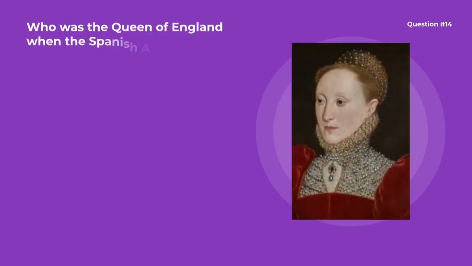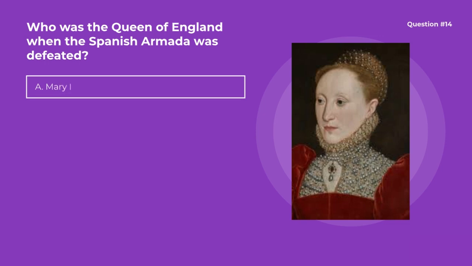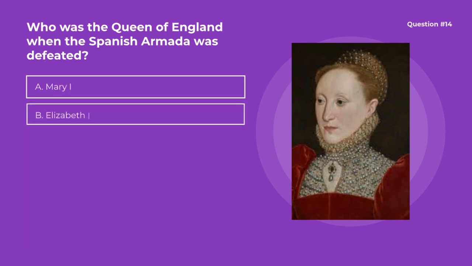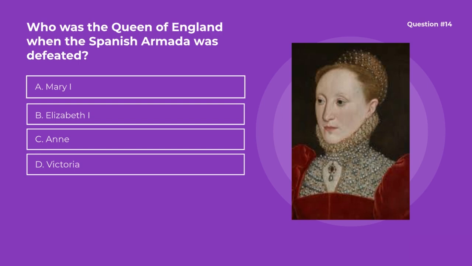Question number 14. Who was the Queen of England when the Spanish Armada was defeated? Options are A. Mary I, B. Elizabeth I, C. Anne, D. Victoria. The correct option is B. Elizabeth I. Queen Elizabeth I was the monarch during the defeat of the Spanish Armada in 1588.